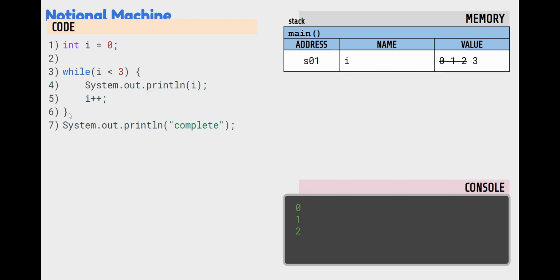Line 6, end of the loop, step back up to 3, evaluate that Boolean expression again. Now I is 3. We are asking if 3 is less than 3. This is the first time that Boolean expression evaluates out to false. Since it evaluates out to false, that means we are done with this loop. We do not get to go back inside of it again. We will just continue at the end of it. It ends on line 6, so we immediately jump down to line 7 and we print out complete to the screen.